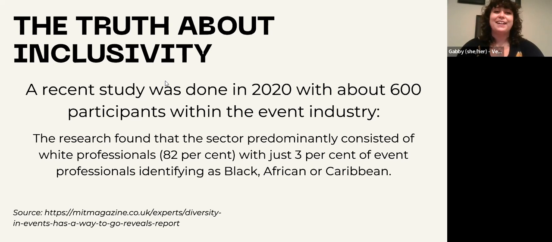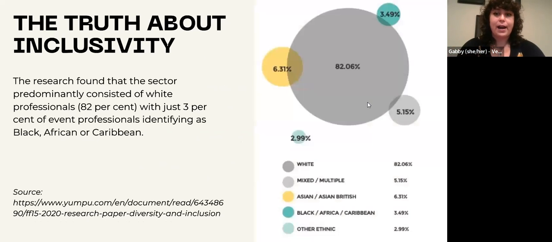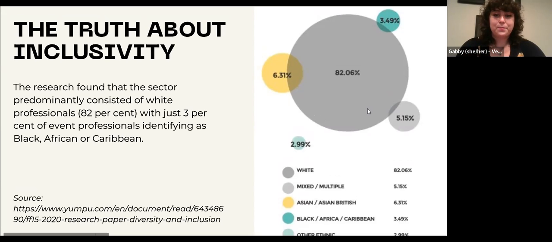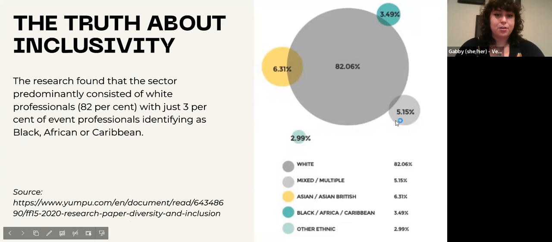And because I think that pictures speak volumes compared to stats, here is a great graph that shows what 82% really looks like. As you can see, we still have a long way to go in diversifying who makes up the event industry, but it is pretty jarring to see how large that center part of the circle is. So here's our next stat.